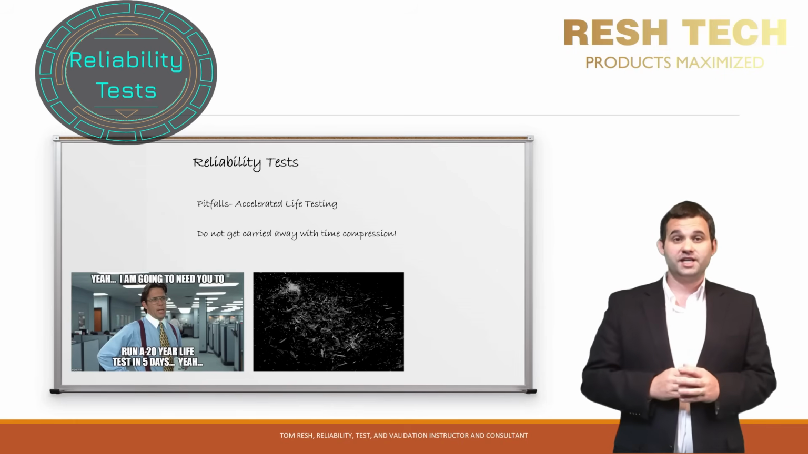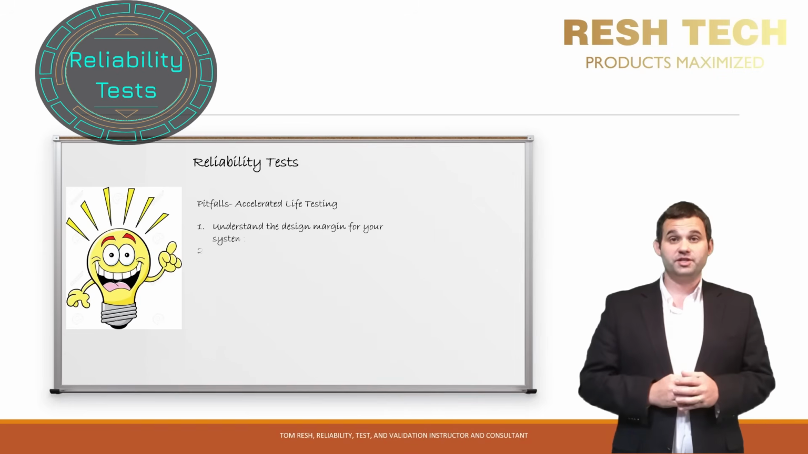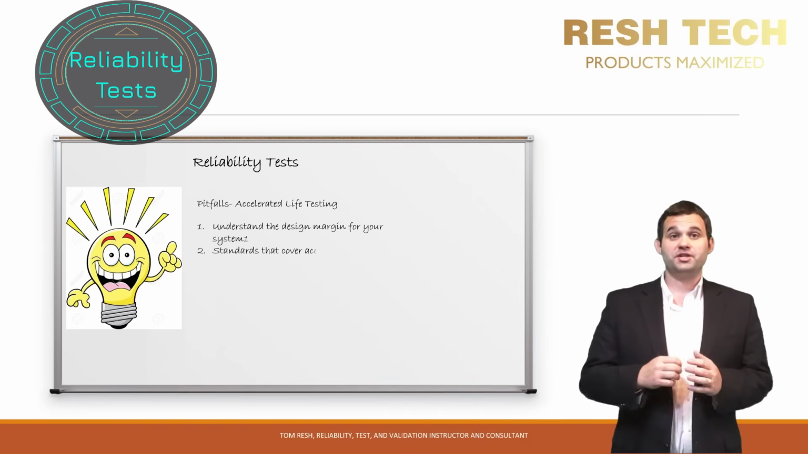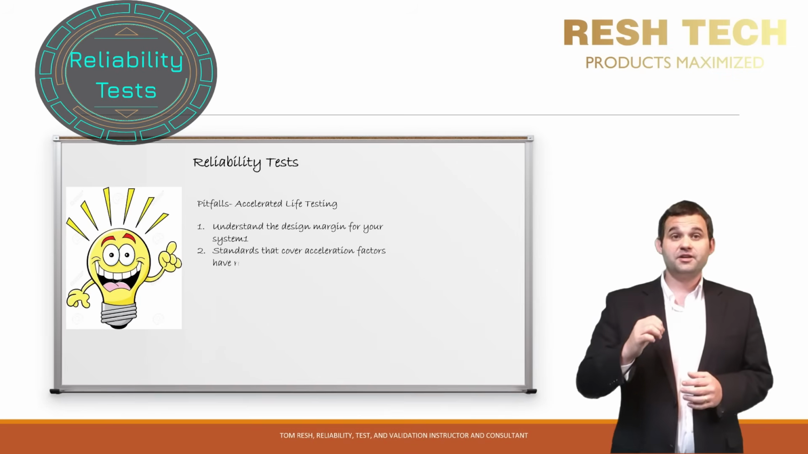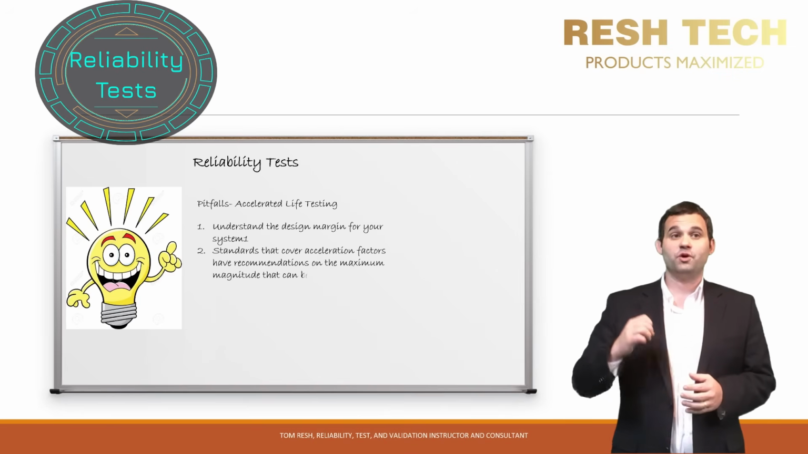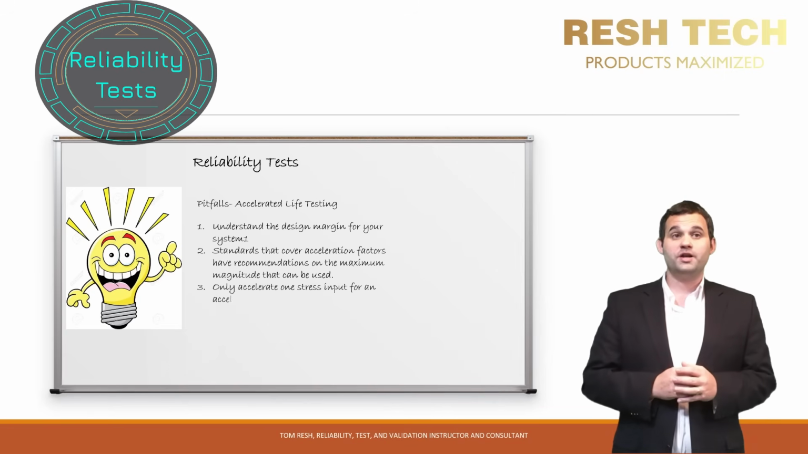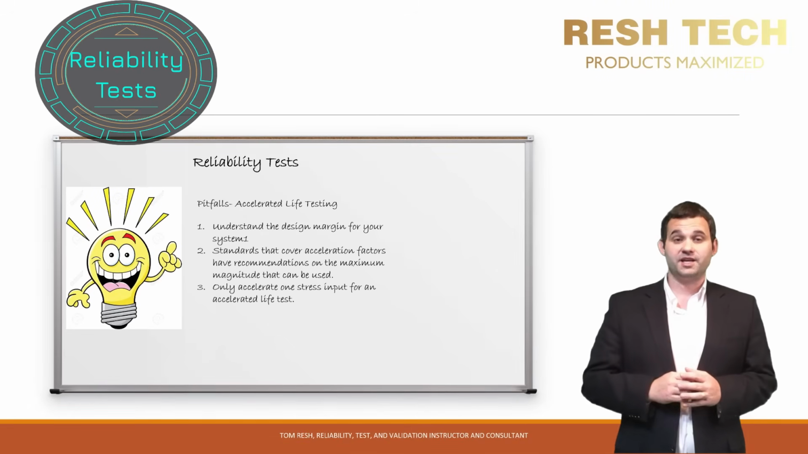Here are a few things to keep in mind with accelerated life testing. Know the limits of your system ahead of time via design margin testing such as HALT. Standards that cover acceleration factors typically have a magnitude of limit for increasing stress or compressing test time. Only accelerate one stress input for an accelerated life test.